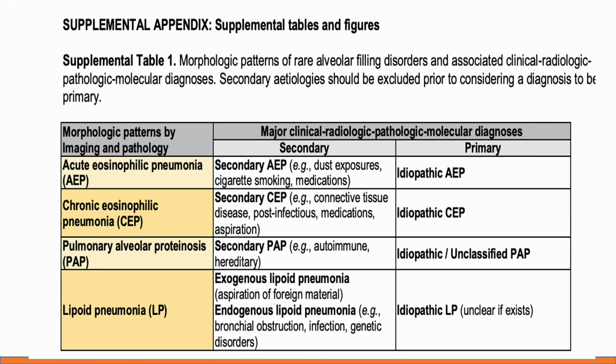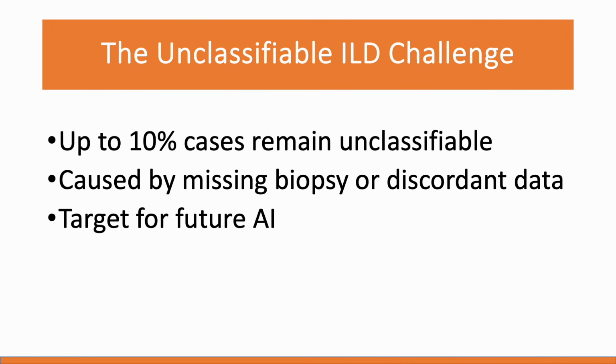This is a table taken from the supplement of this guideline paper, which talks about acute chronic eosinophilic pneumonia, PAP, and lipoid pneumonia as the rare diagnosis. There still are 10% of ILD cases which are unclassifiable. You may not have a biopsy, or there may not be a consensus. And according to the guideline, these are the targets of involving AI in healthcare.